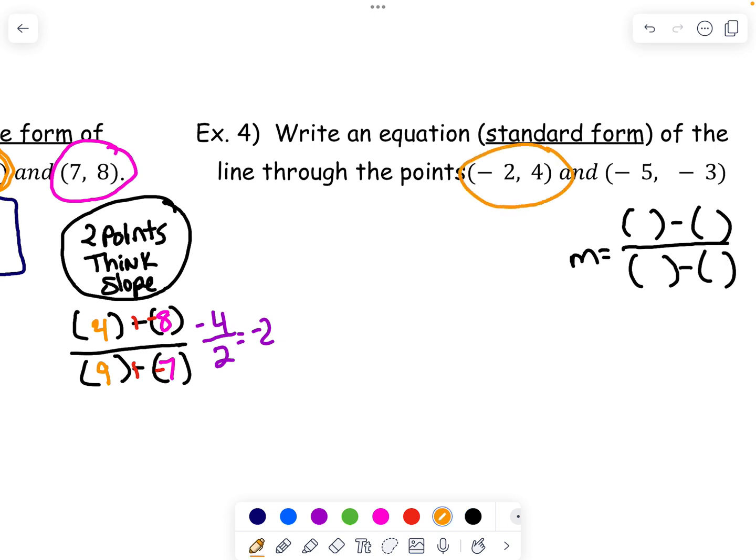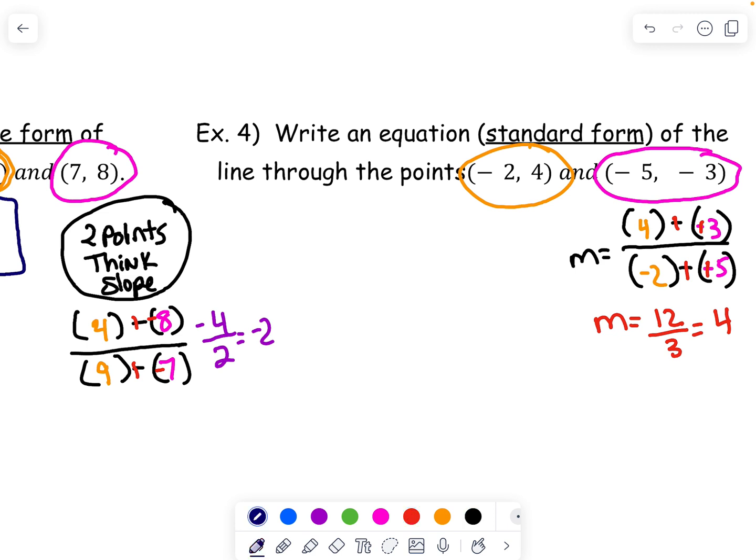We're going to go ahead and find the slope. And so here's our orange point, y on the top. And here's our pink point, y on the top, x on the bottom. And we're going to add the opposite, and we're going to get our slope is equal to 12 over 3, which is 4. Okay, well, we have our slope.